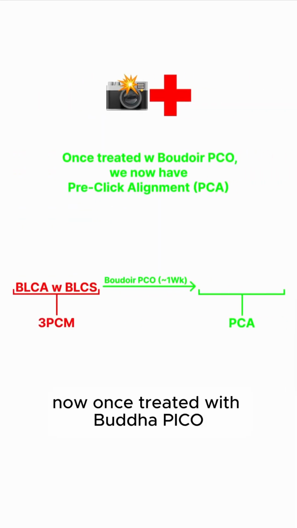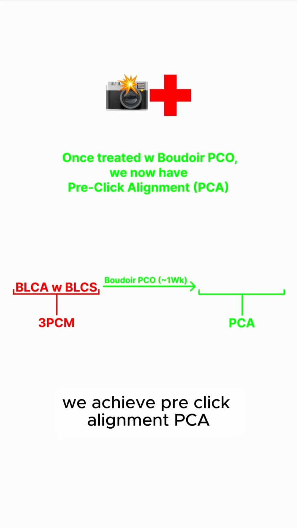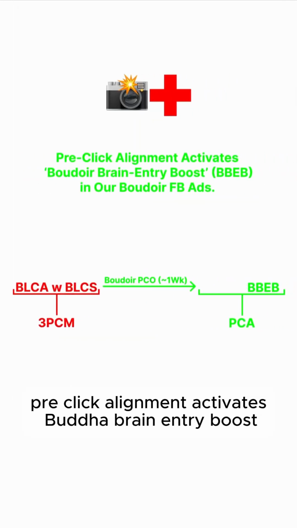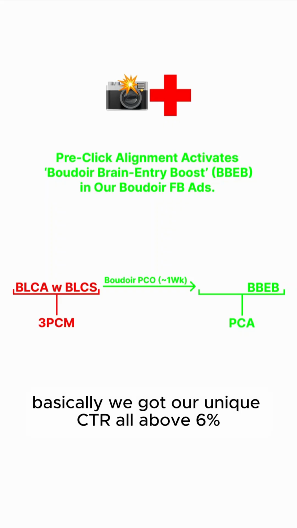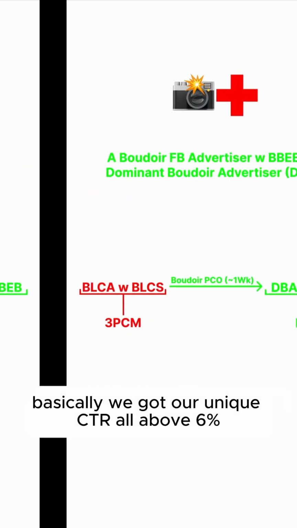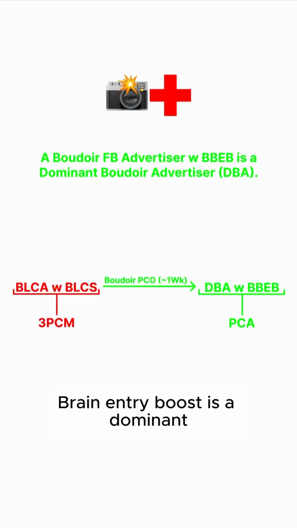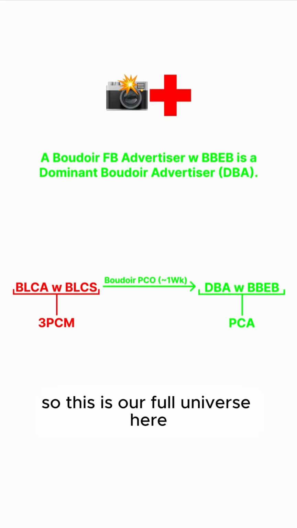Now, once treated with Boudoir Pico, we have pre-click alignment, PCA. So we get rid of the 3 pre-click mistakes and achieve pre-click alignment, PCA. And pre-click alignment activates Boudoir brain entry boost in our Boudoir Facebook ads. Basically, we get our unique CTR all above 6%. And a Boudoir Facebook advertiser with Boudoir brain entry boost is a dominant Boudoir advertiser, a DBA. So this is our full universe here.